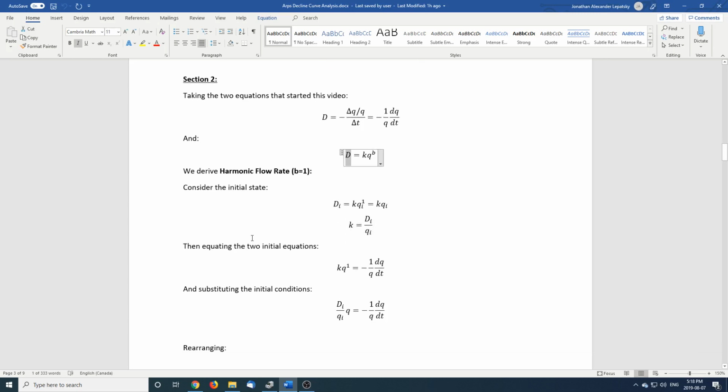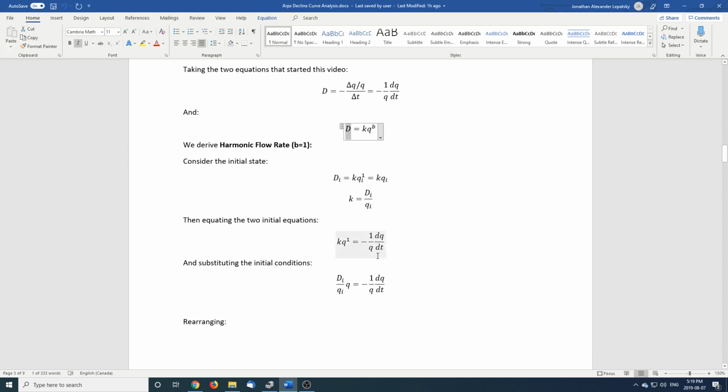And then what we're doing here is we're taking this part of the first equation, the minus 1 over q dq dt, right, and we're putting it here. And since that's equal to d, and since d is also equal to kq to the power of 1, we can equate the two as such. And then since k is also equal to di over qi, we can substitute that into here, right? And when we do that, we'll get this is equal to this.